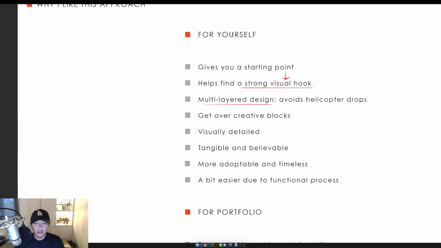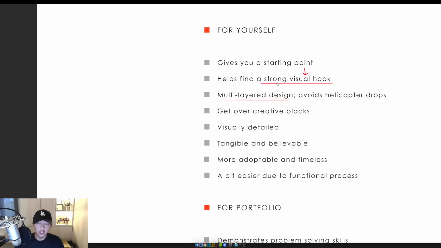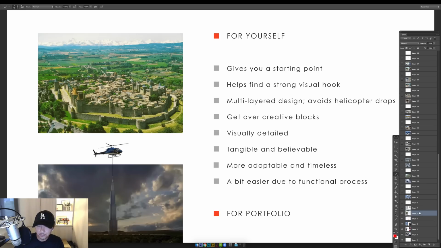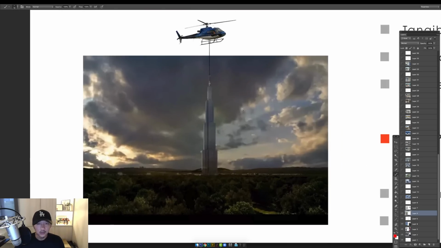You also have multi-layer design. What this means is that when someone's looking at your portfolio, they could see deeper into your design other than what I call a helicopter drop design. Okay, so let me put that in here to show you what I mean. Here we go. All right, so you guys have all seen this.